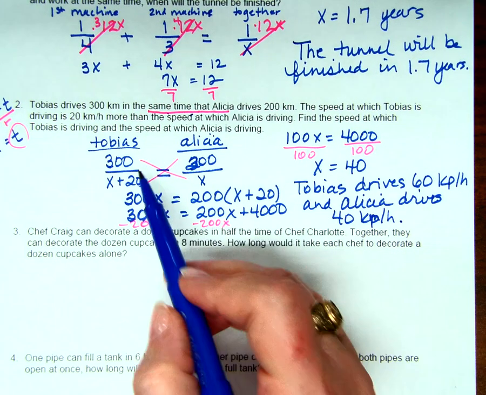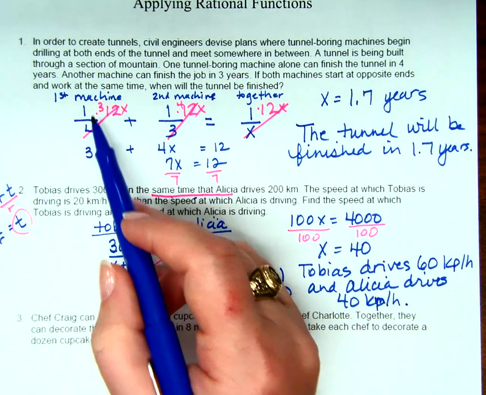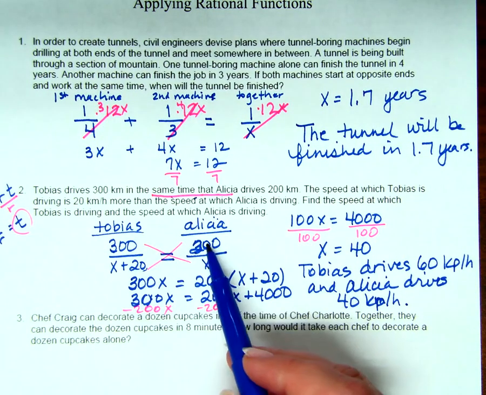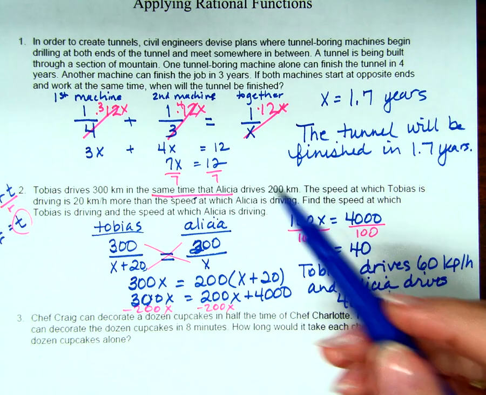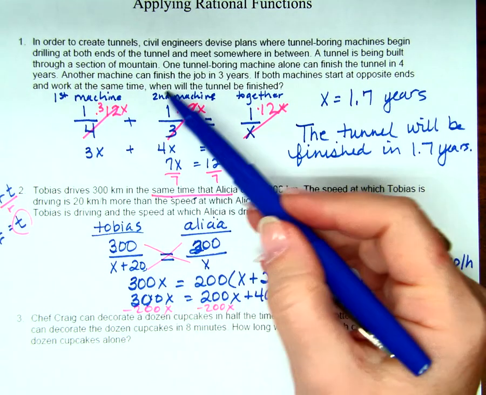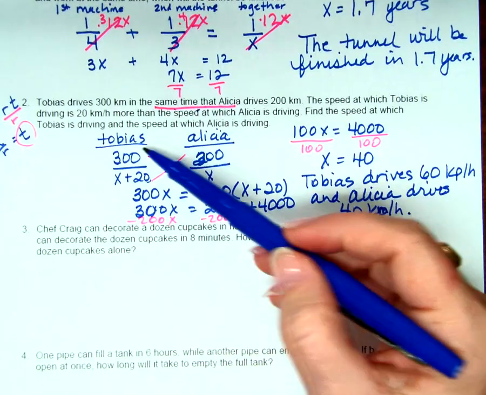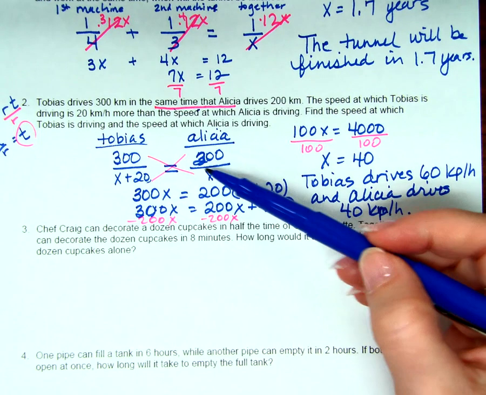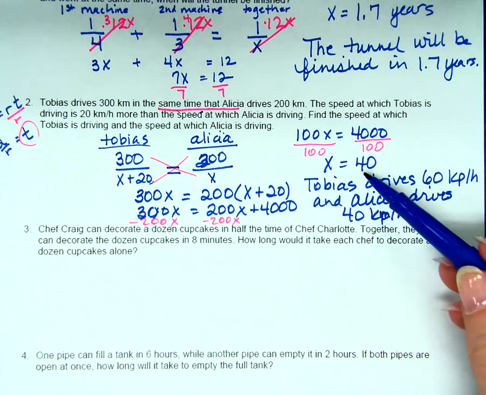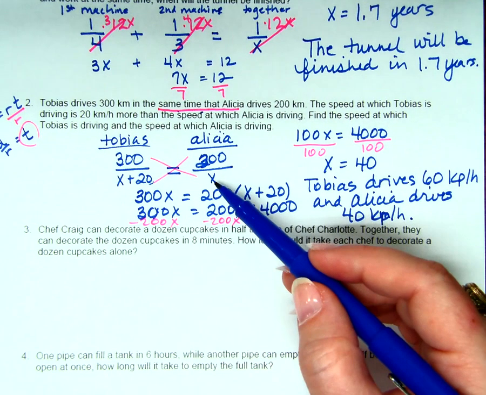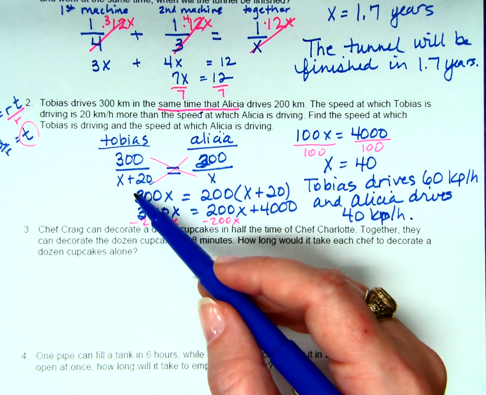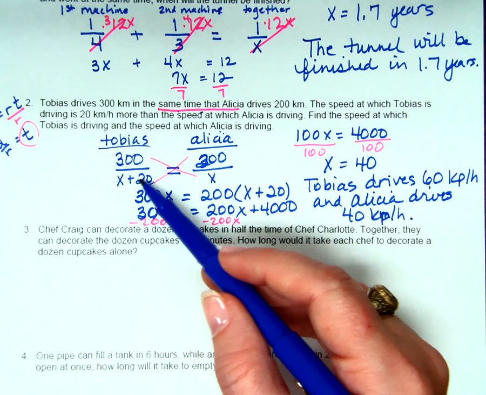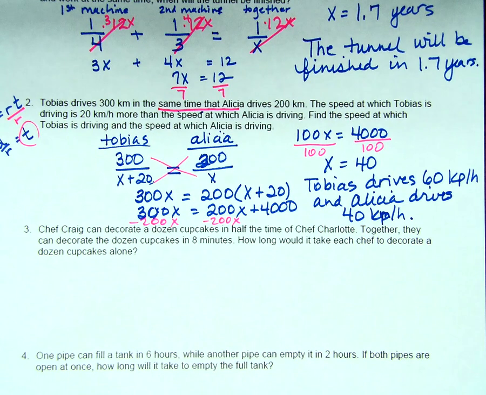Do you see that I labeled these? Every time I drew or wrote something, I labeled it. That's to help my brain keep track of what everything stands for. This was the first machine. This was the second machine, and this was together. This is Tobias's information. This is Alicia's information. So when I solve for x, I can look back to the equation. x was Alicia's rate. So if I go to look for Tobias's, his rate is x plus 20. Does that make sense?